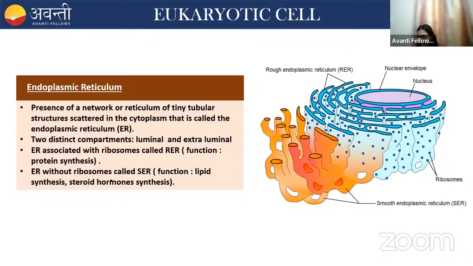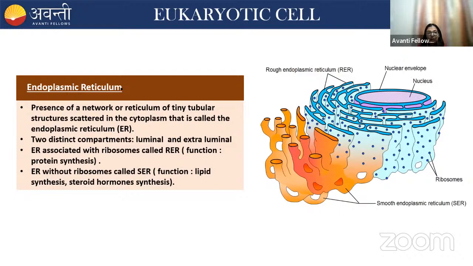Next one is endoplasmic reticulum. We know that the prokaryotes lack membrane-bound organelles, but the eukaryotes have membrane-bound organelles. And these membrane-bound organelles are endoplasmic reticulum, the Golgi bodies, lysosome, and vacuole. These are the four membrane-bound organelles which form the endomembrane system. They form the endomembrane system because they show coordinated function.